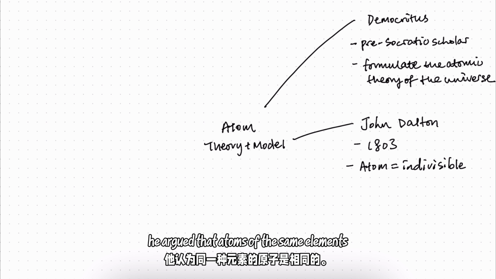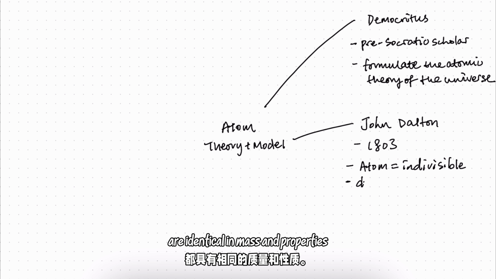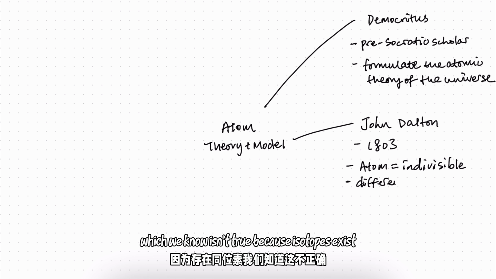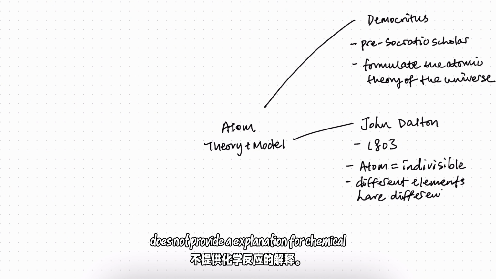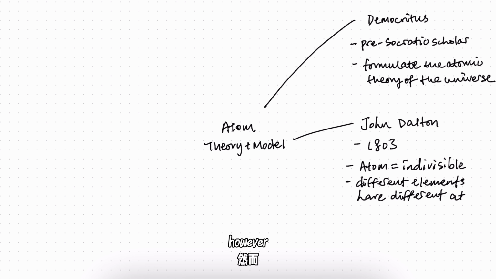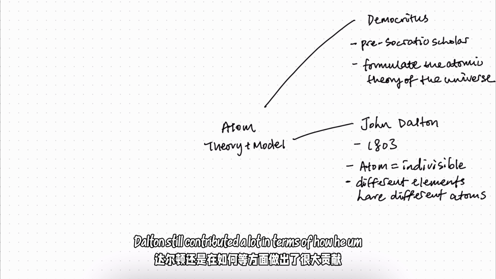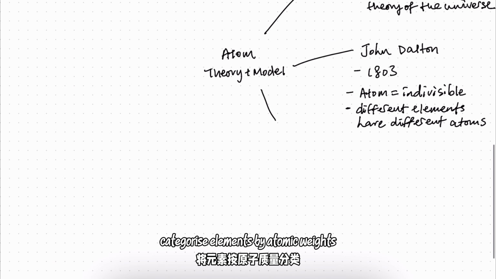The second thing is he argued that atoms of the same element are identical in mass and properties, which we know isn't true because isotopes exist. And also, this simple model does not provide an explanation for chemical bonding. However, Dalton still contributed a lot in terms of how he categorized elements by atomic weights.